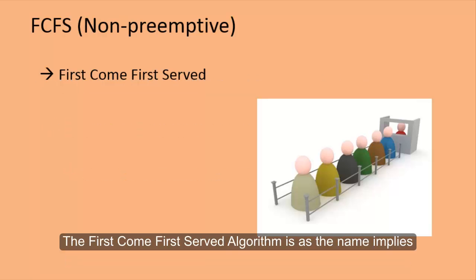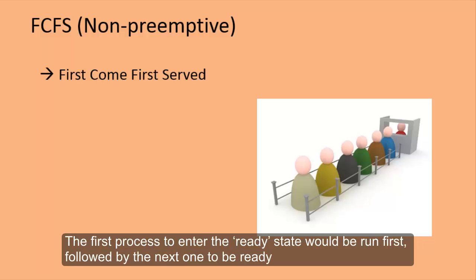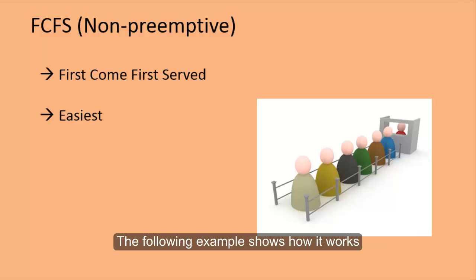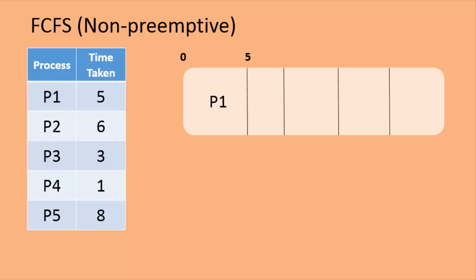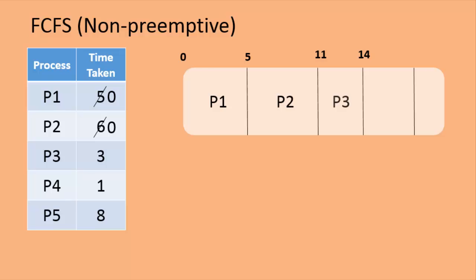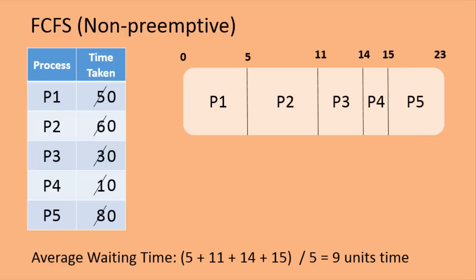The first come first serve algorithm is as the name implies. The first process to enter the ready state will be run first, followed by the next one to be ready. The following example shows how it works. Process 1, being the first one to be ready, is run first, followed by process 2, and so on and so forth. The average waiting time for each process, in this case, will be 9 units of time.